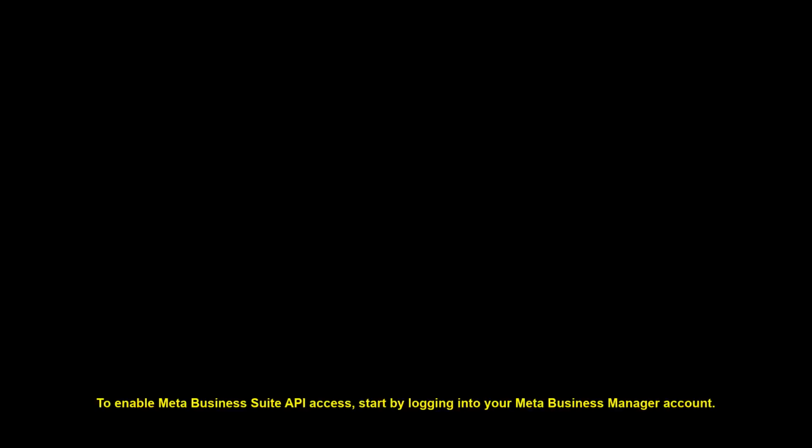To enable Meta Business Suite API access, start by logging into your Meta Business Manager account. Navigate to the business settings located in the left-hand menu. In the business settings, locate the data sources section. Click on APIs under the data sources menu.